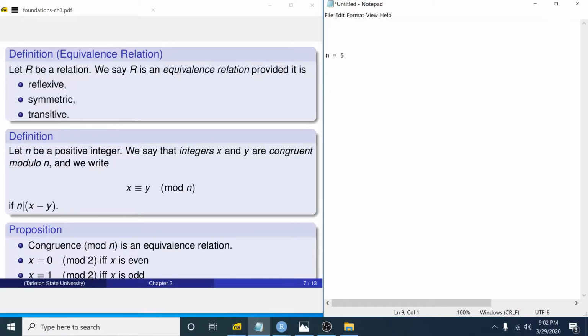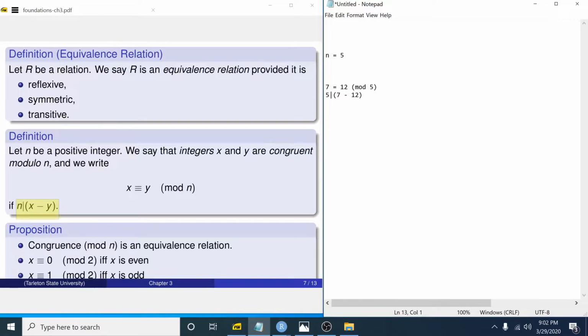So for example, I claim that 7 is congruent to 12 mod 5. Now, is this really true? Let's check. What do we actually need to check? Well, the definition says that x is congruent to y mod n if n divides x minus y. So the thing that we actually have to check here is whether 5 divides 7 minus 12. Well, is that true? Yeah, sure it is true, right? Because 7 minus 12 is negative 5, and 5 does divide negative 5. So this is actually a true statement. 7 is congruent to 12 mod 5.